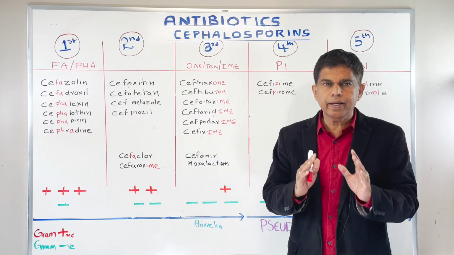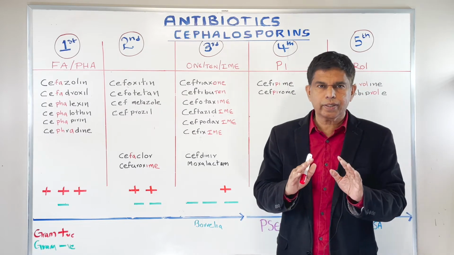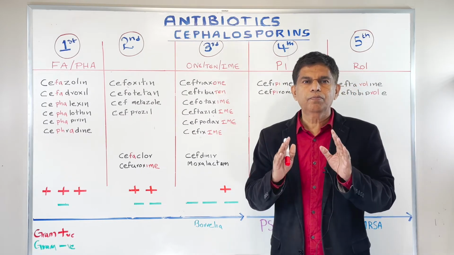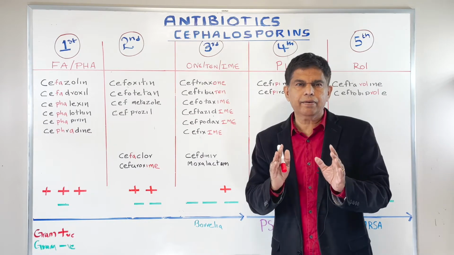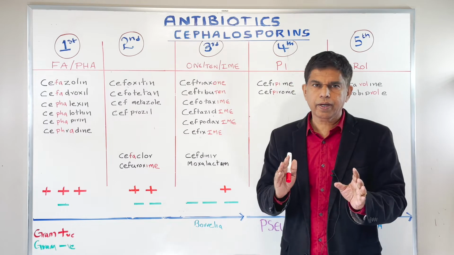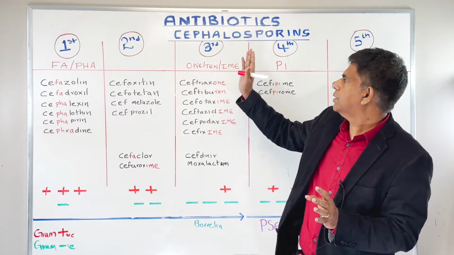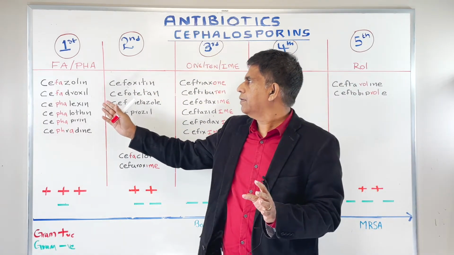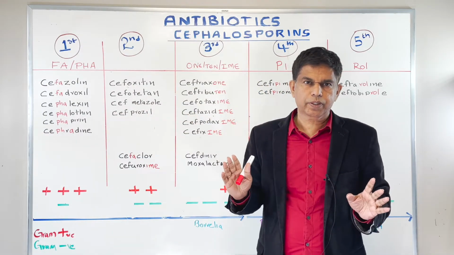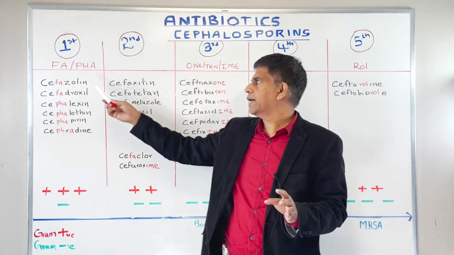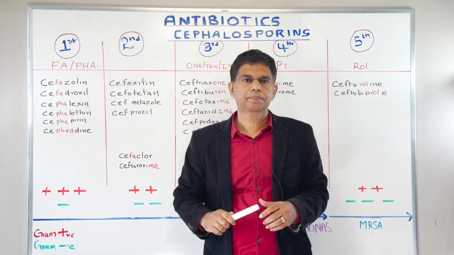So, in today's lecture, we're going to look at cephalosporin with some mnemonics so we can remember it better and talk about some of the important characteristics. Okay, so let's start our lecture today. We're going to start with the first generation cephalosporin. The mnemonic we need to look at is FAPHA.